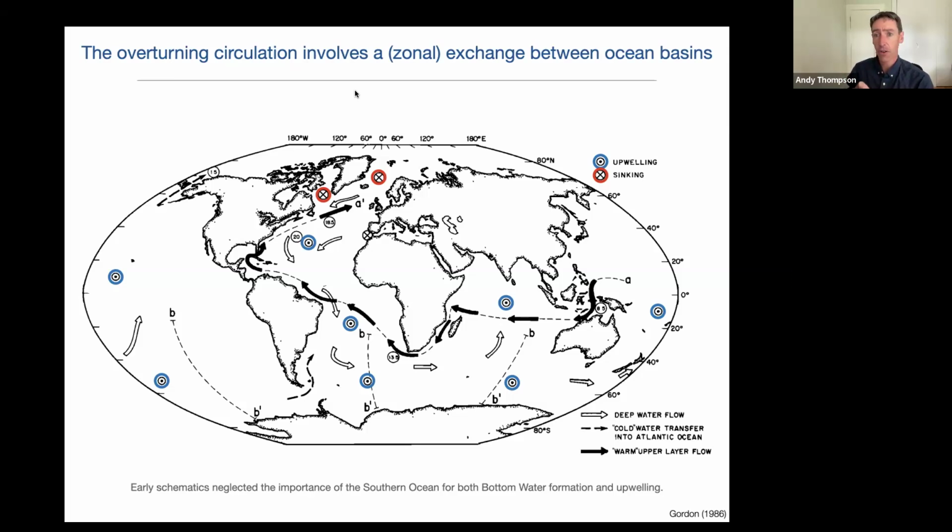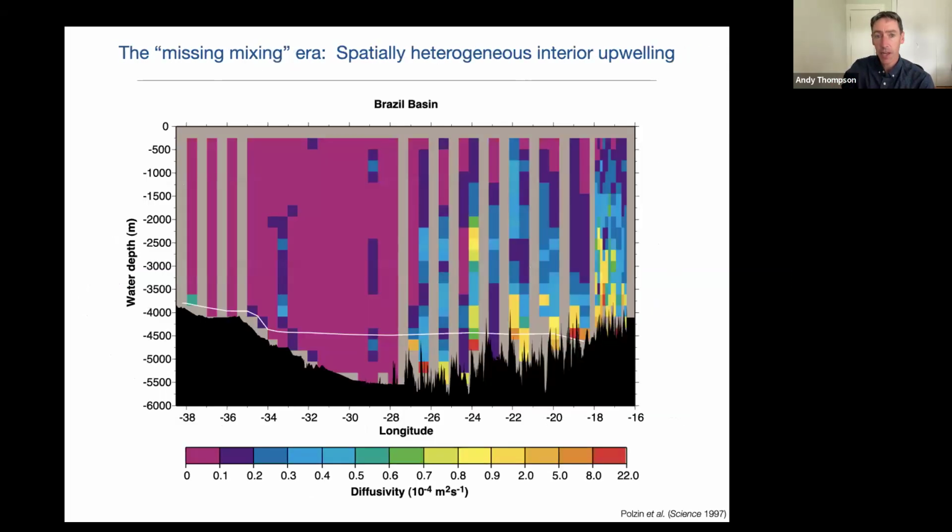we were beginning to get our first direct estimates of how much mixing is available to actually return those waters back across the stratification. And one of the main surprising results from those early studies was that that mixing appeared to be about an order of magnitude too weak for the predictions that had come out in the 1960s. And so this gave rise to what I refer to as the missing mixing era. Like, where is that mixing happening that allows water to rise back up across the stratification?